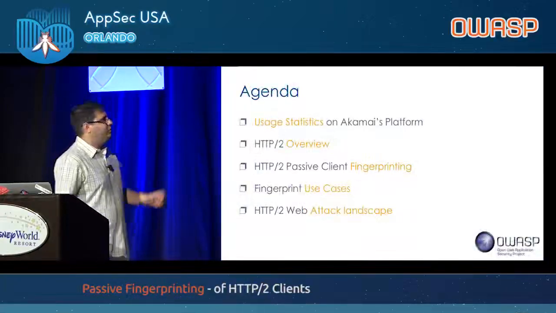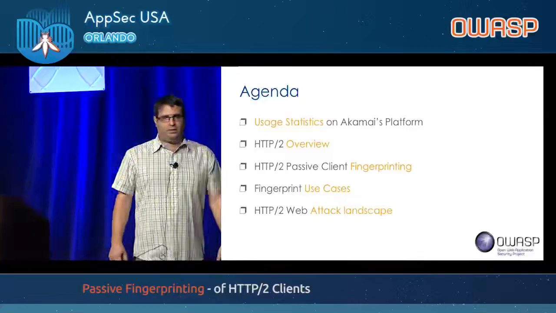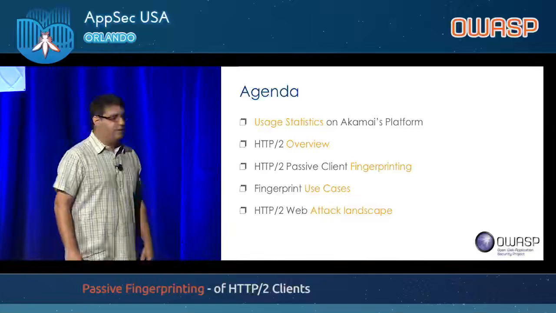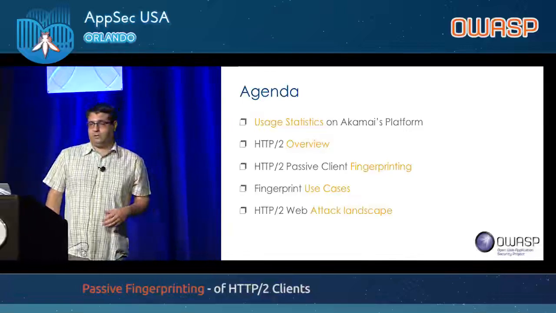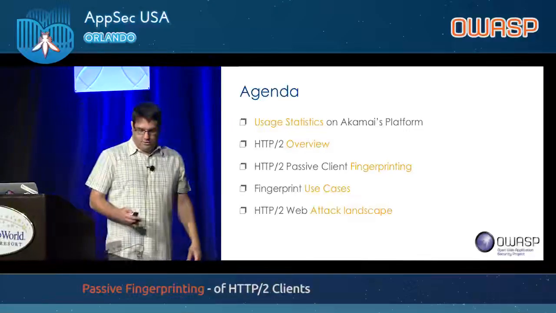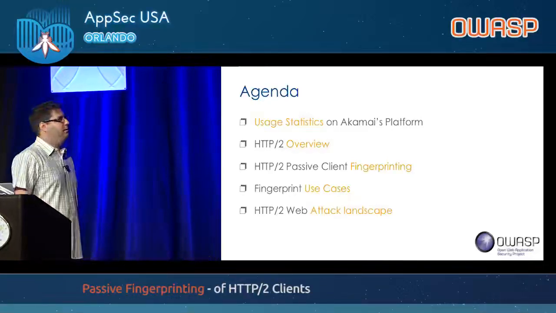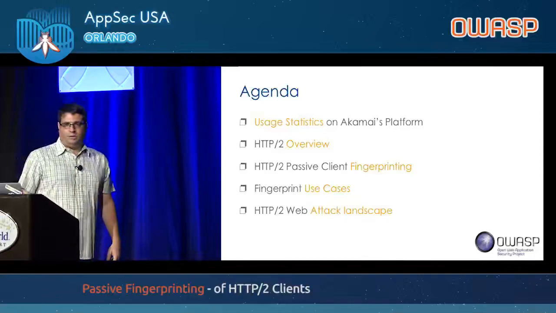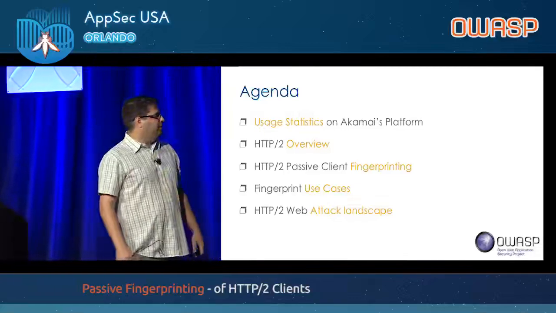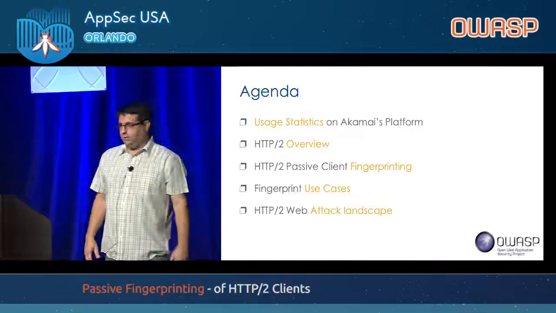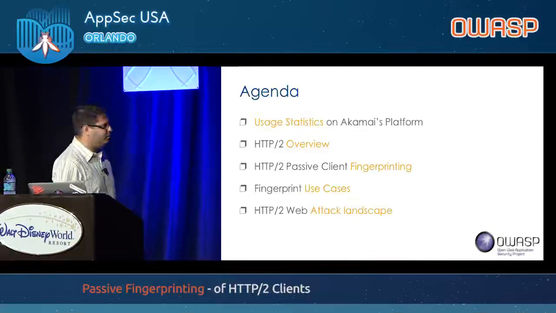So this is the agenda for today. I'm going to be covering some usage statistics from Akamai's platform. I'll get into more detail on what the platform is and how much traffic we see. This was the data source for our research. Next, we'll do an overview of the protocol and get to know its key elements, and that would allow us to discuss the actual fingerprinting mechanism and the things we chose for the fingerprinting. Finally, we'll talk about some use cases, and hopefully we'll have time to touch on the attack landscape that we see in H2.